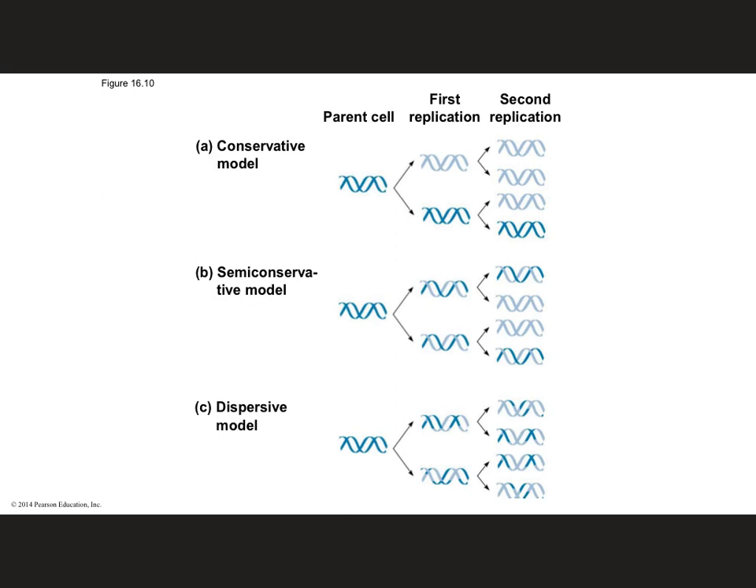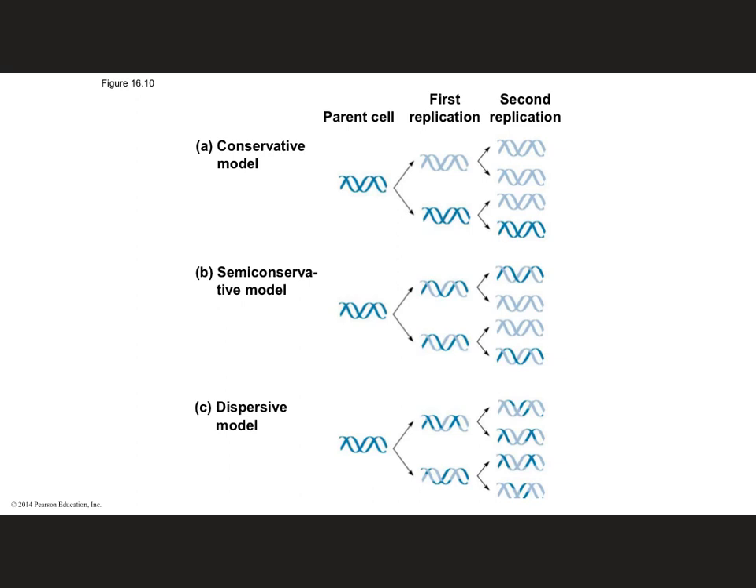In the conservative model, the parental strands come back together after they both separate and are used as a template, so that the parent strands will come together and then the daughter strands would also come together. In the semi-conservative model, the parent strands would be used as the template, but they would reconfigure so that the parent strands would remain with one daughter strand each. In the final model, the dispersive model, each strand of both daughter molecules contains a mixture of old and newly synthesized DNA.